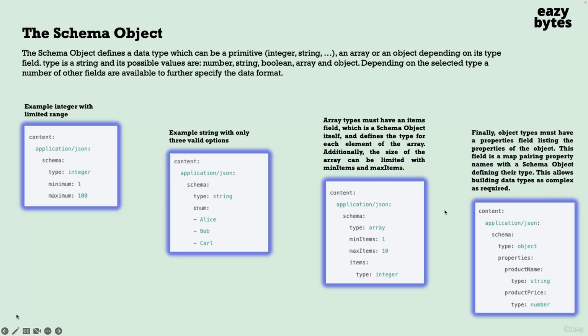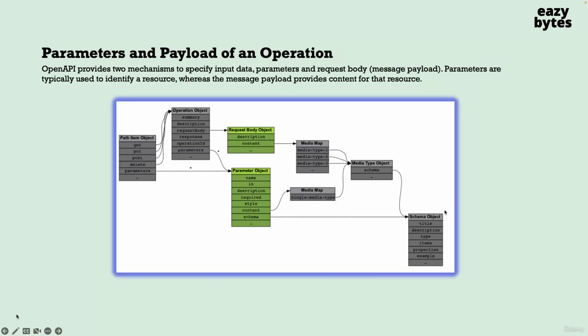So this way we can define any complex schema definition. It can have multiple inner objects and multiple inner arrays. That's all possible with the help of the schema object. And next you can see here, we also discussed how to pass the input parameters by using the parameters keyword.